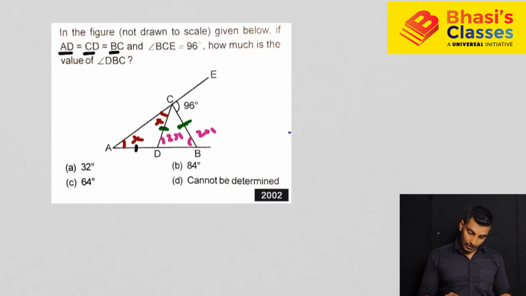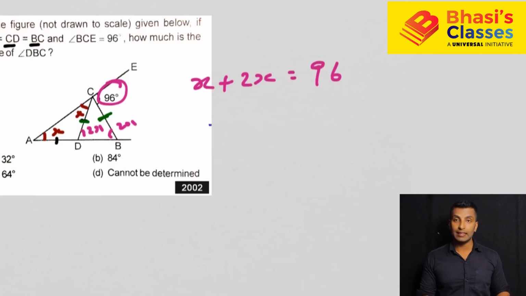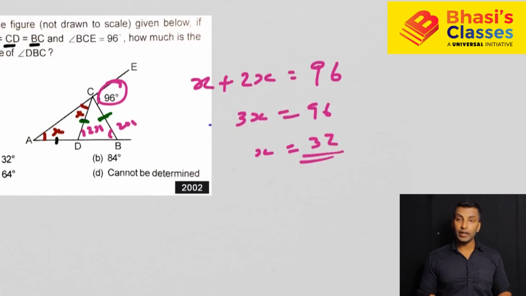Now what is this 96? 96 is actually x plus 2x. Why? The remote interior angles will add up to the exterior angle. So 96 is the exterior angle, so x plus 2x is 96. Now it's very simple. x plus 2x is 96, so 3x is equal to 96. x will be 32. So x is 32 means 2x is equal to 64.